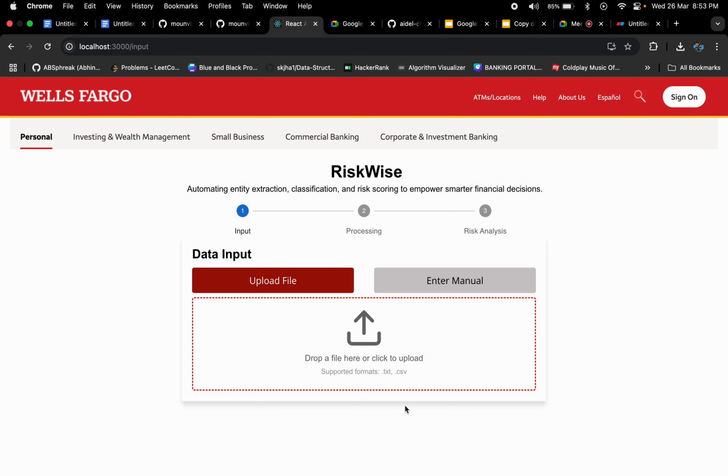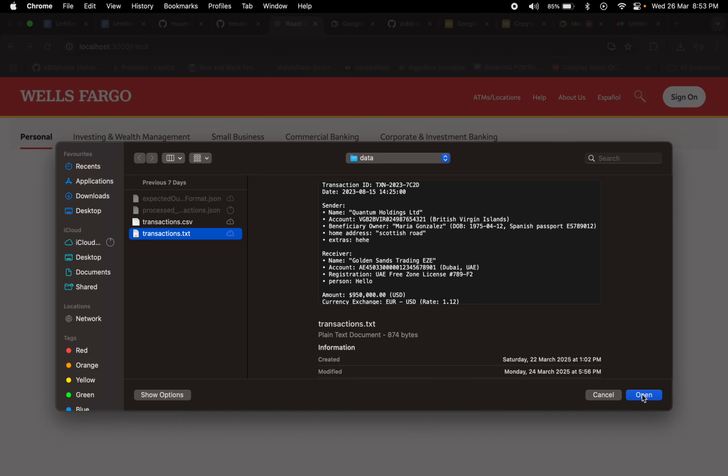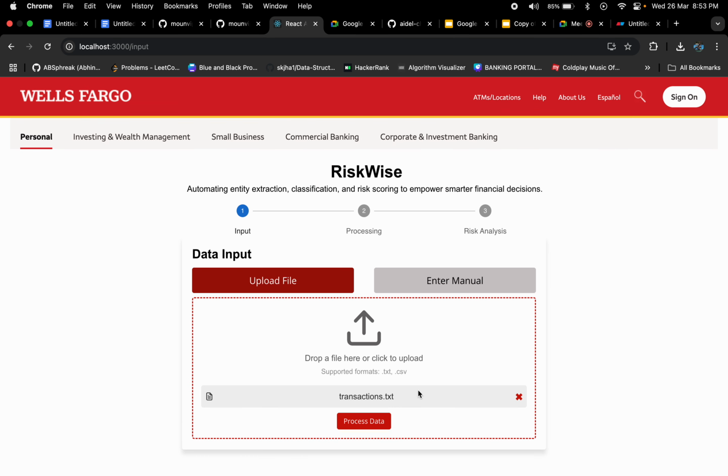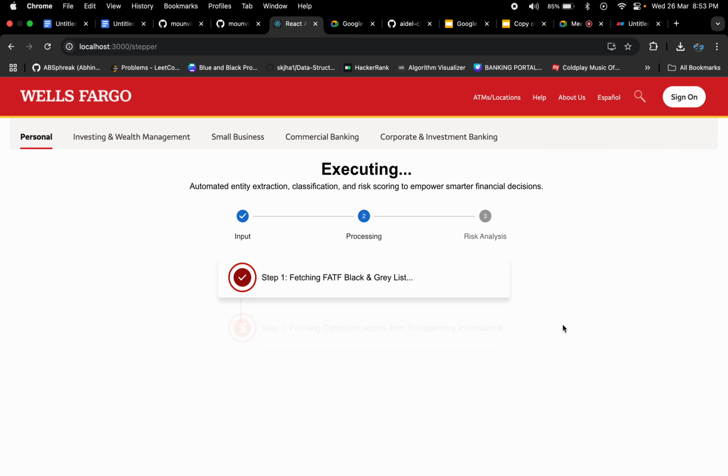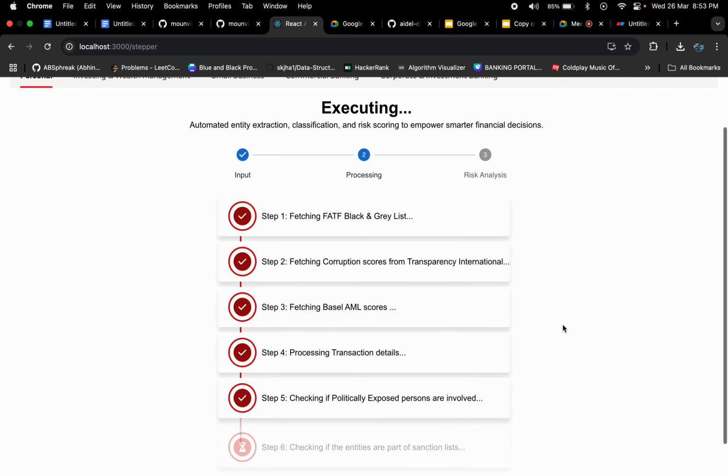So this is the step one, where you provide the input to the system, and you can upload the file. For now, I will be processing an unstructured transaction. So this is what I will be uploading, and on clicking the process data, a list of steps will be performed, which will be detailed explained by Pranav.